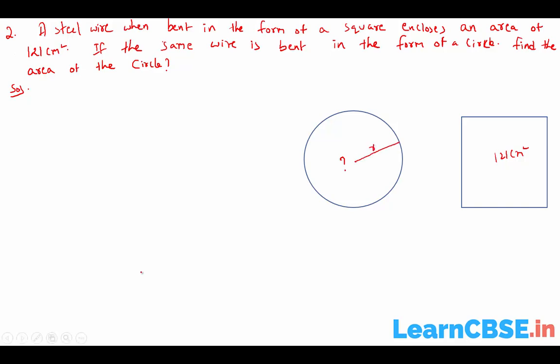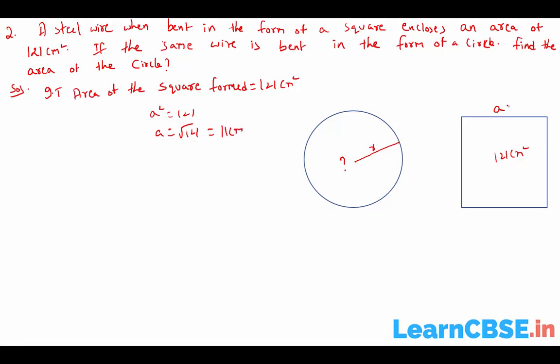Okay, now given that area of the square formed equals to 121 centimeters square. That means let the side is a, a square equals to 121, then a equals to under root 121, that equals to 11 centimeters. So you got a equal to 11 centimeters. If you observe that when you change the shape, area will change but perimeter will not change. That means the perimeter of the square must be equal to the circumference of the circle.